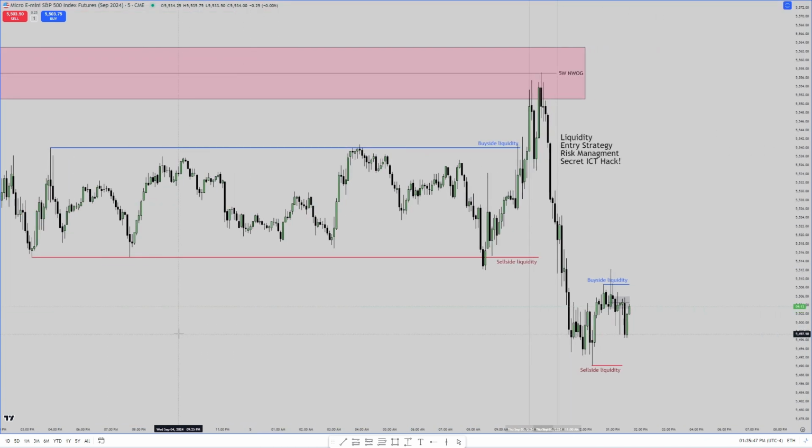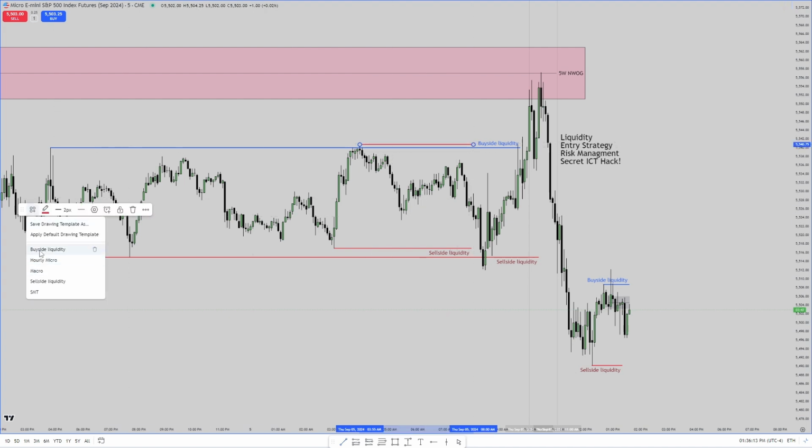So this is what I do. This is the process. I look first at the previous day PM session, which is marked here, the high and the low. And then I look at the London session. And here's the low of the London session, or overnight trading. Sell side and buy side.